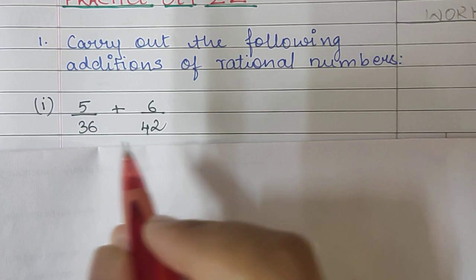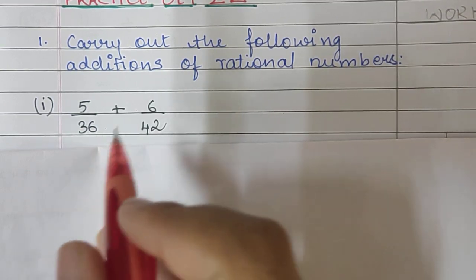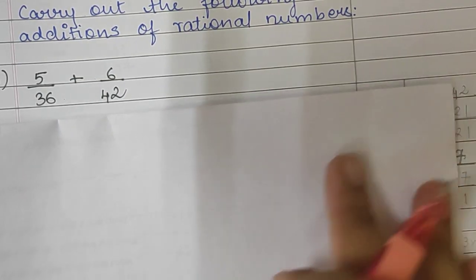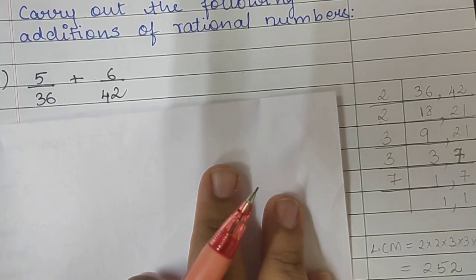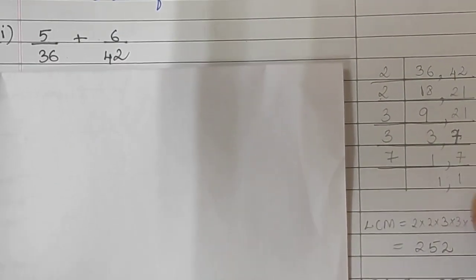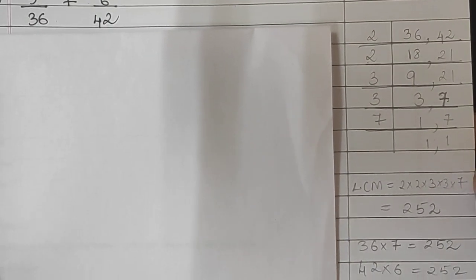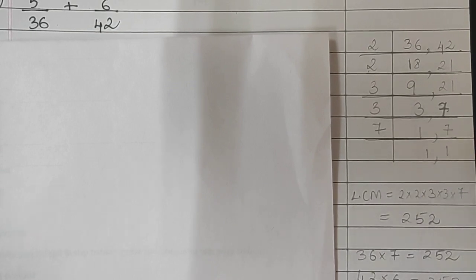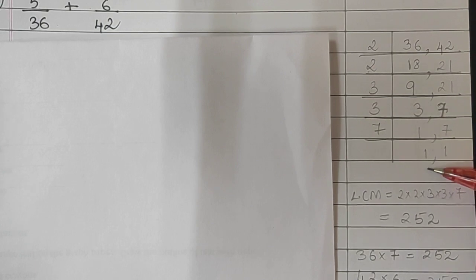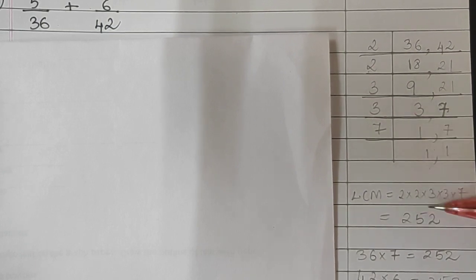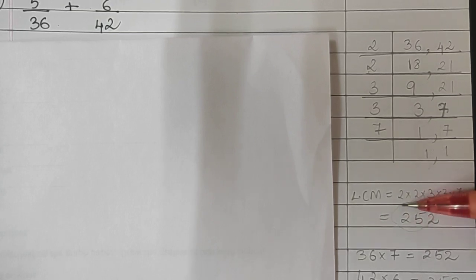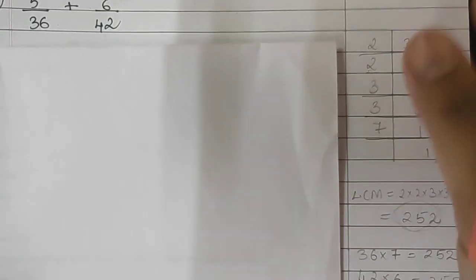So to equalize the denominator, we have to find the LCM. I have found the LCM of the denominator in our rough column with a pencil. As you can see here in the rough column, the LCM is 252. So this is supposed to be my new denominator.